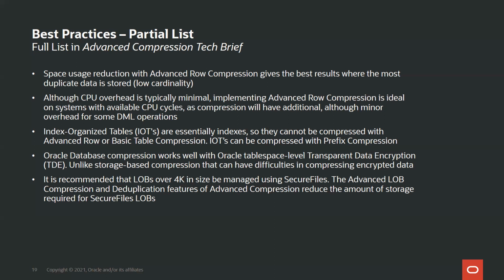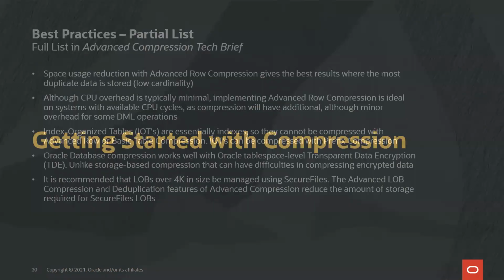It is recommended that LOBs over 4K in size be managed using SecureFiles. The advanced LOB compression and deduplication features of advanced compression reduce the amount of storage required for SecureFile LOBs. Again, this is just a partial list. There's a full list in the tech brief. I'll point you to that at the end of the session.